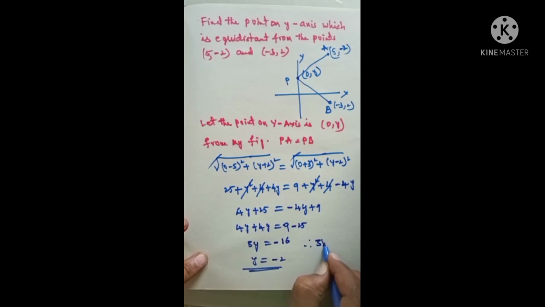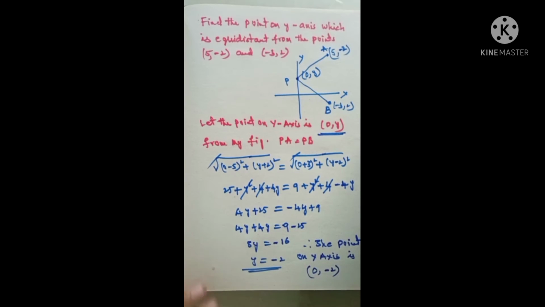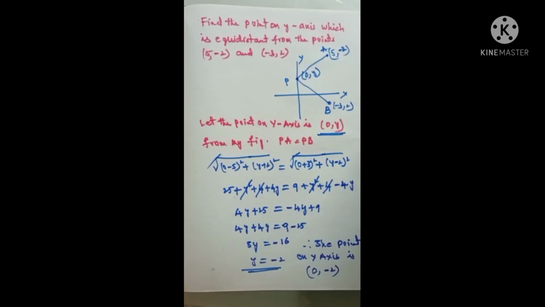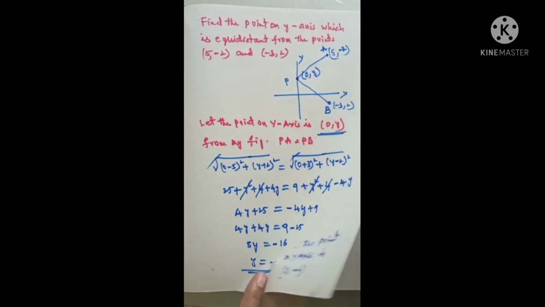Therefore, the point on the y-axis is, the y value I got is minus 2. The point, we said, is (0, y), so the point is (0, -2). According to the given question, (0, -2) is at equal distance from (5, -2) and (-3, 2). So this is also one type of pattern question. It is very, very important. Shall I go with the next pattern question?